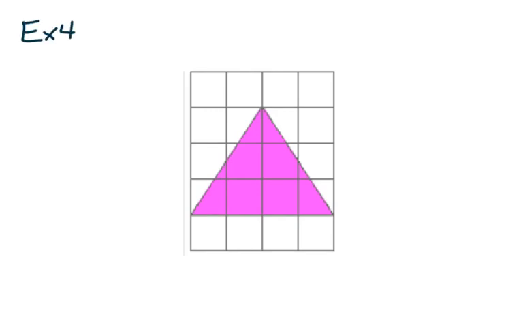Example number 4. This is a triangle. Alright, so we're going to start with our formula. Area of a triangle equals 1/2 times the base times the height. I sure hope you have these memorized by now.